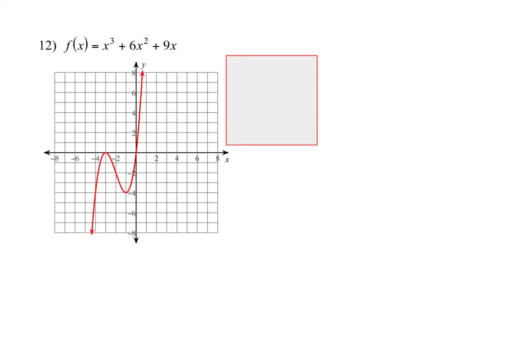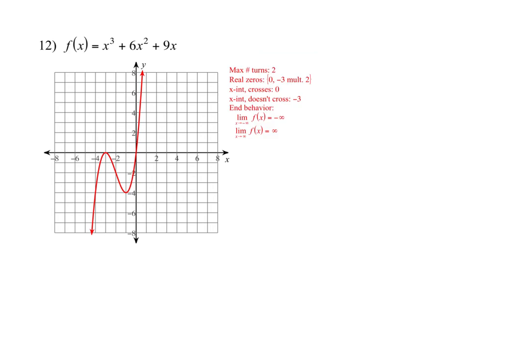All right, so on your instructions on your quiz, it will actually say, on the quiz itself, I put, give me your maximum number of turns. I actually ask for which zeros cross and which ones don't cross, which ones bounce off. I have you list those zeros out separately. And then I do ask for end behavior, and then I want you to sketch the graph. That's why in your answer key, you're going to see all of this. The maximum number of turns is always going to be 1 less than your degree.